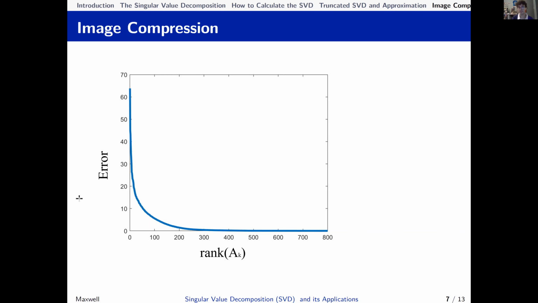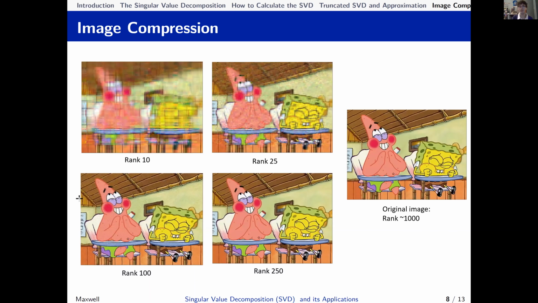And here it is visualized. We ran a MATLAB code where we compressed images, and here we can see where A_k is rank 10 and the original image is rank around 1,000. And even at rank 10, if you know what SpongeBob is, you will know what the image is.